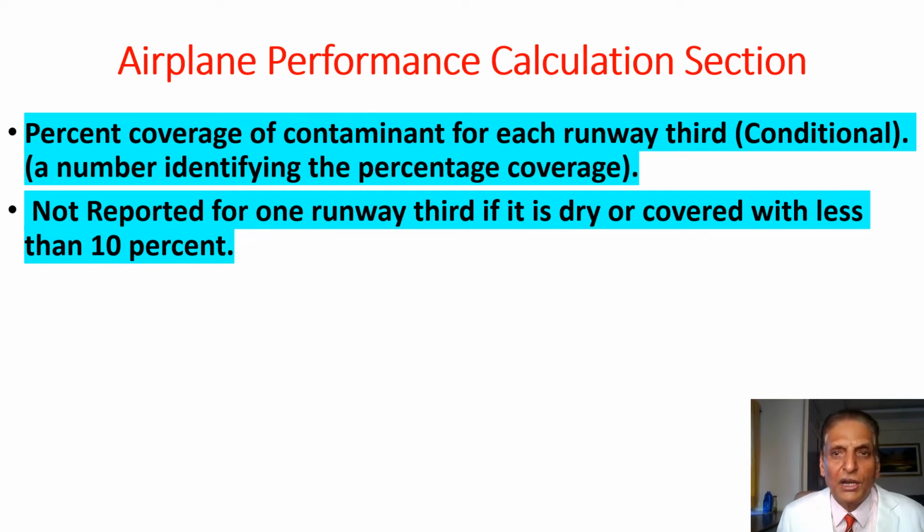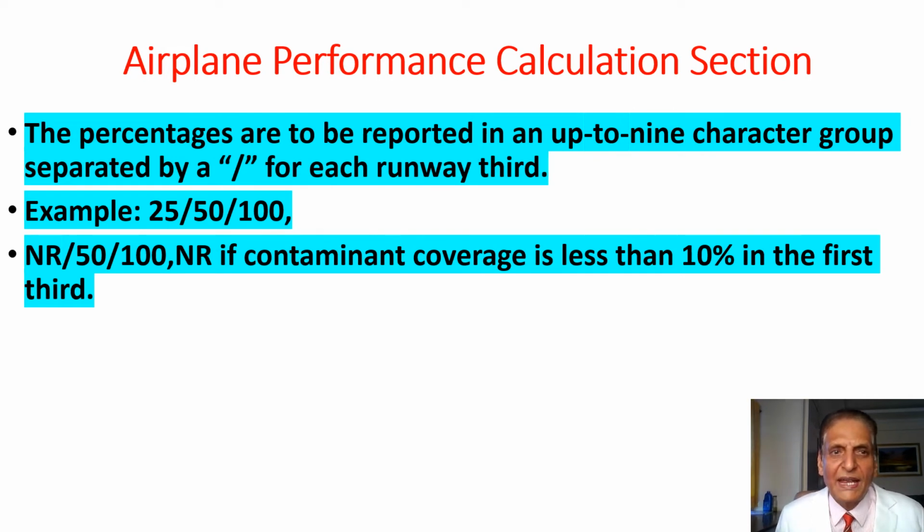Percentage coverage of contaminant for each runway third. It is conditional because it can change, a number identifying the percentage coverage. And it is not reported for one runway third if it is dry or covered with less than 10%. The percentages are to be reported in an up to 9-character group separated by a slash for each runway third. Example, first runway third 25, second runway third 50, and third runway third 100. And NR for first runway third, 50 for second runway third, and 100 for third runway third. NR if contaminant coverage is less than 10% in the first third.